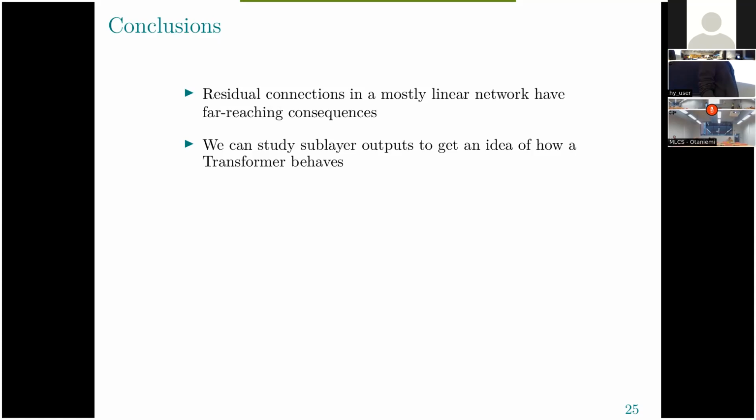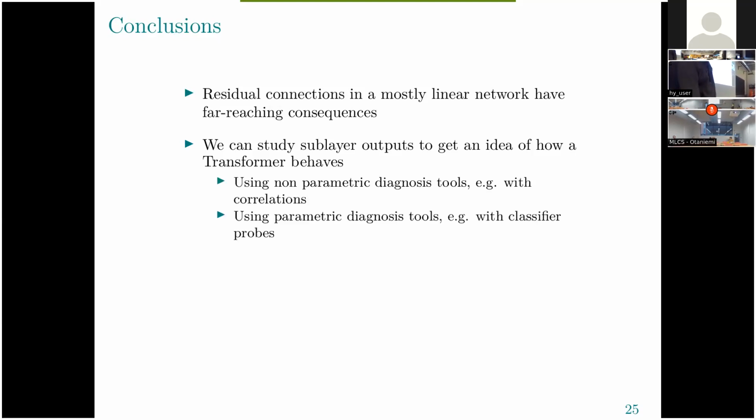We can also have a more specific, targeted way of looking at specific sublayers, which isn't something I've been doing here, but that you could definitely do with this sort of decomposition I've been arguing for. What's really interesting is that this also works very well both with a parametric tool like classifier probes, and with simply taking measurements and looking at them, using correlations and so on. So it's fairly agnostic as to how you want to use it.